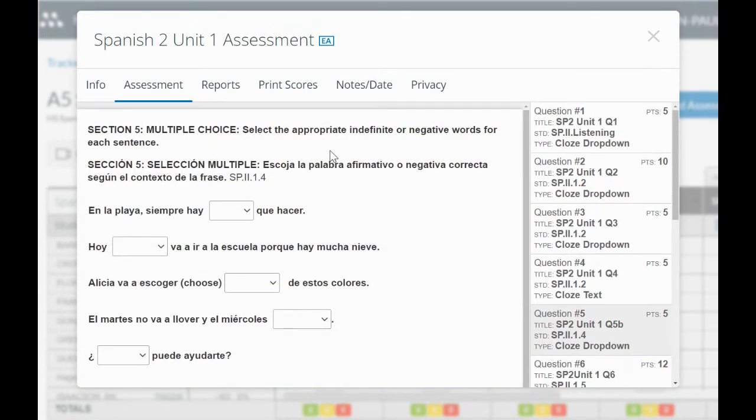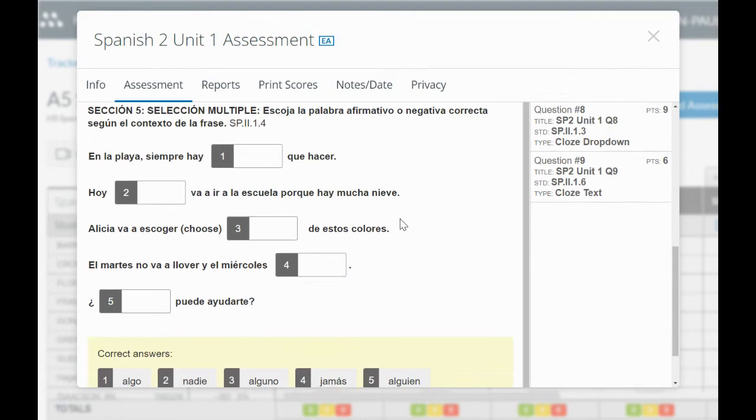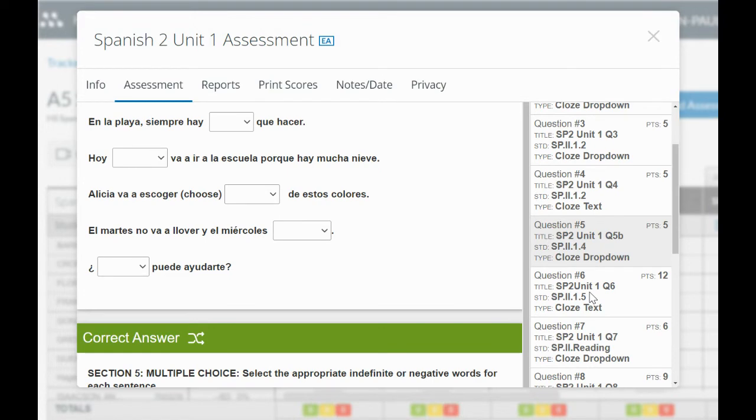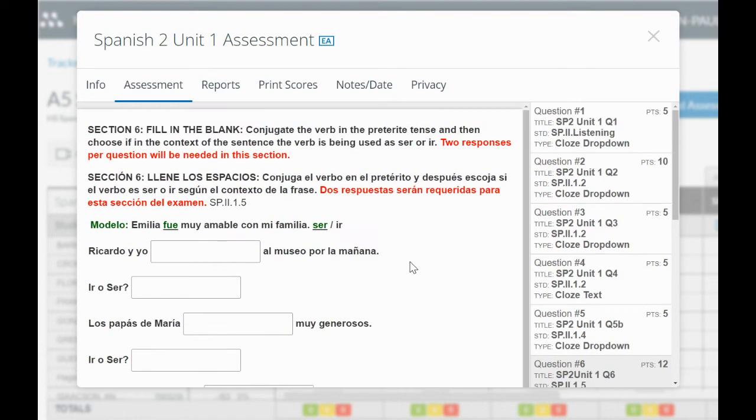Question 5, select the appropriate indefinite or negative words for each sentence. So for each sentence, pick the correct indefinite or negative word for each. Okay, bien so far? Number 6, conjugate the verb in the preterite tense and then choose if the context of the sentence shows the verb is being used as ser or ir. If it's in red, it's important. 2 responses per question will be needed in this section.